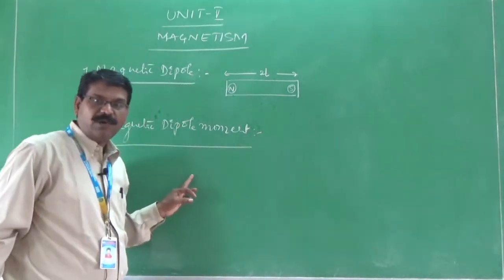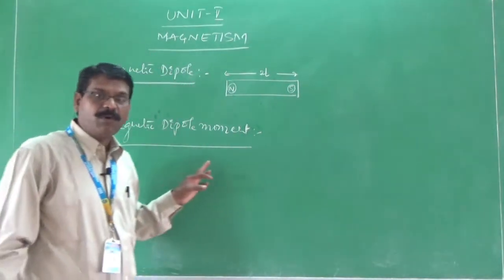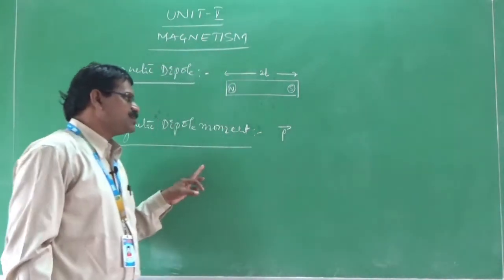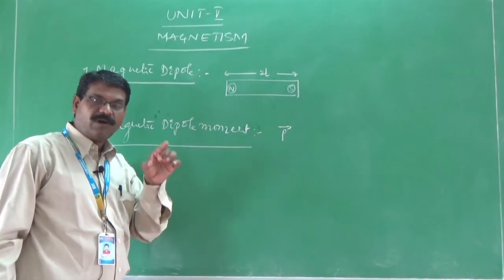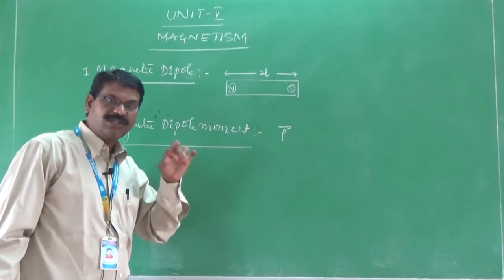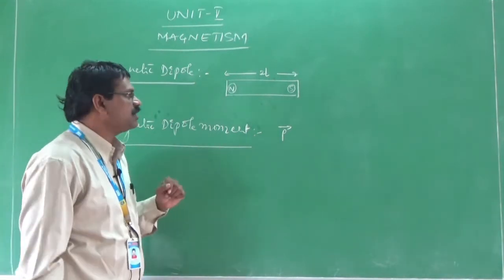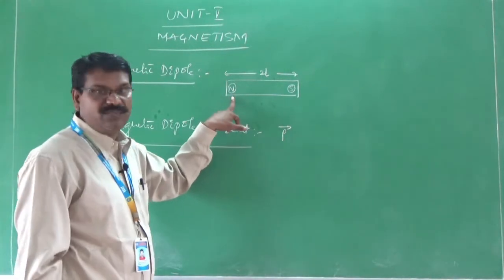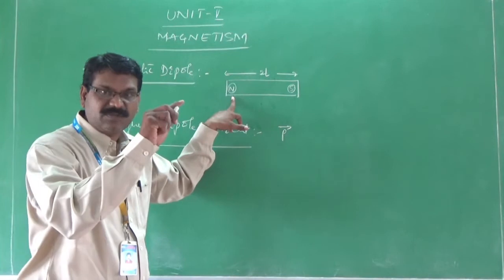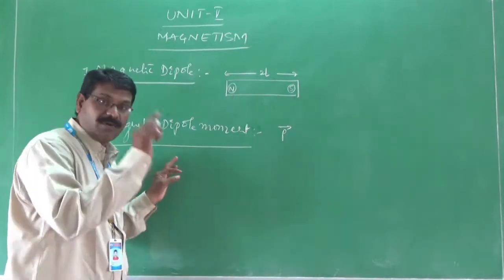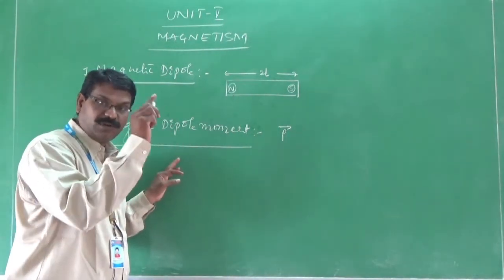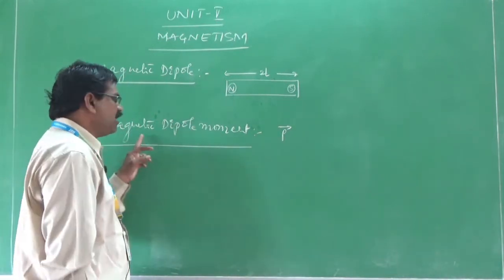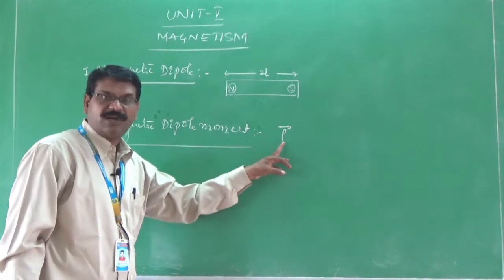This magnetic dipole moment is denoted by P bar, which is a vector quantity, and it is defined as the product of the length of the bar magnet 2L with the pole strength of the magnet. If you consider a bar magnet, the pole strength of the north pole is denoted by small m. The product of the north pole strength with the length of the bar magnet is called the magnetic dipole moment. It is denoted by P bar.